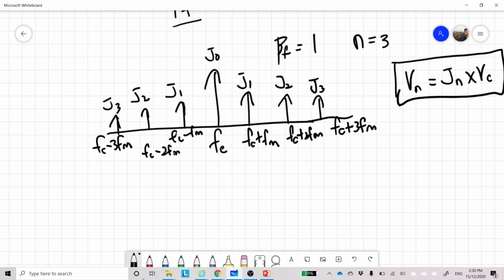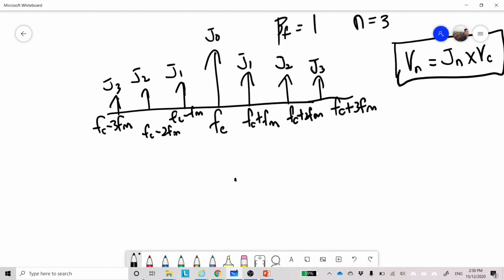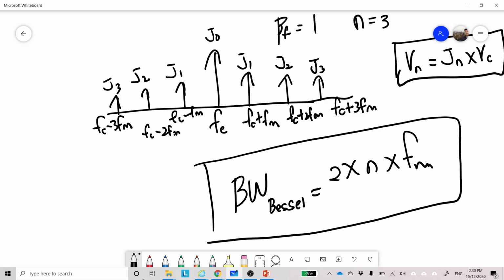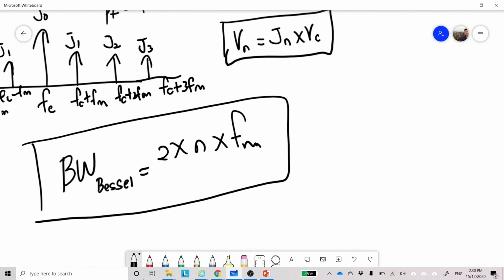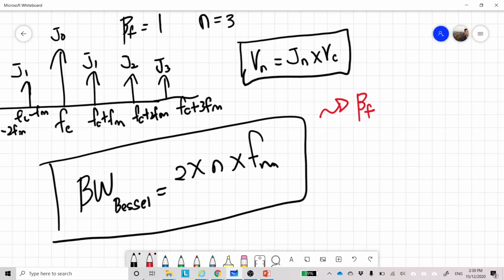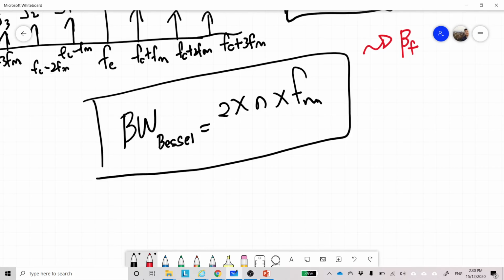And in order to calculate the bandwidth according to Bessel, so bandwidth by Bessel is equal to 2 times n times fm, the fundamental frequency message. Okay, so this is bandwidth by Bessel. So in order to find the bandwidth, first of all, the important parameter you need to find is beta f. Okay, after you find the beta f, then you can calculate the bandwidth by Bessel.